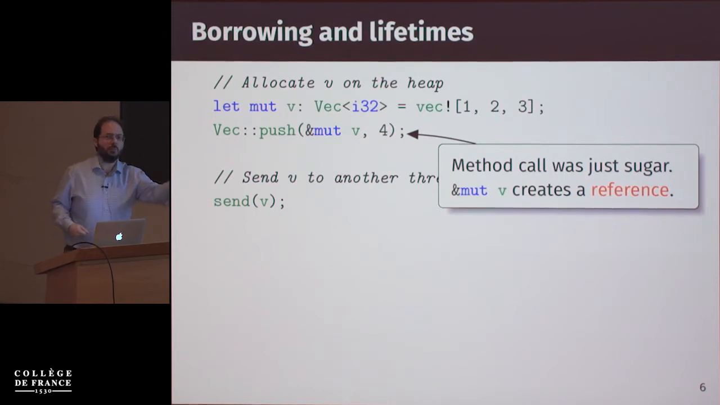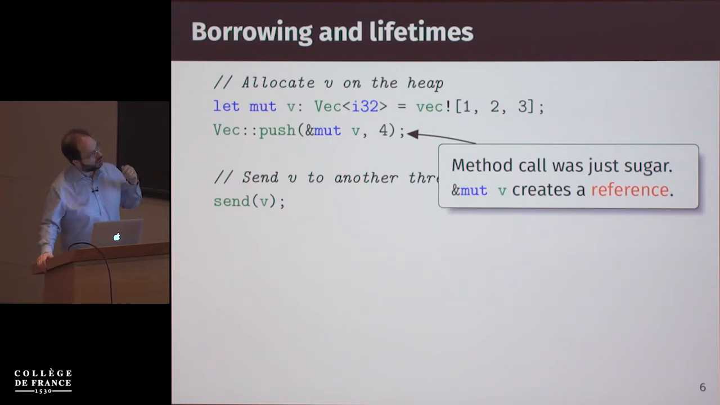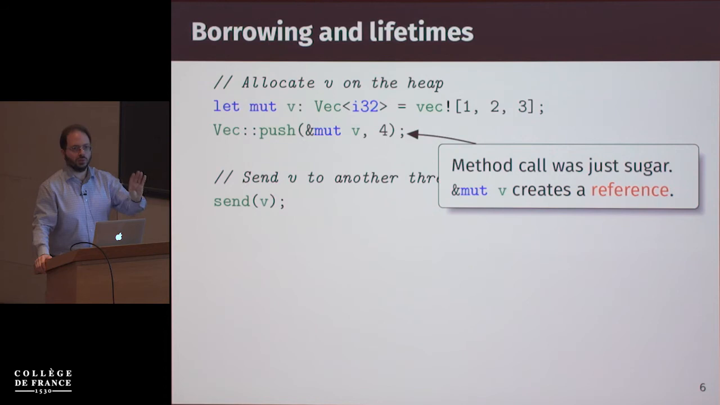We're just giving it temporary ownership. We do need to give it some kind of ownership because it's going to be mutating v. But we're not giving it full ownership. We're not just giving v away. We're giving it what's called borrowing v. Push is borrowing v for the duration of the function call.